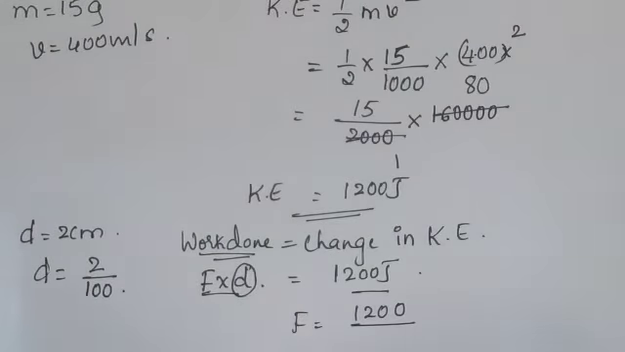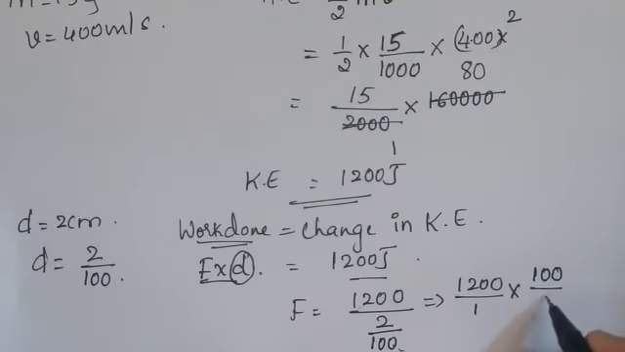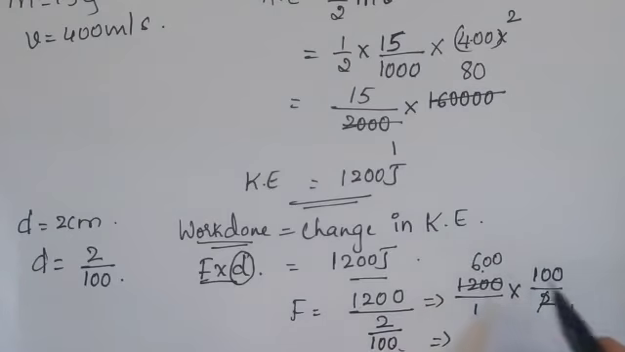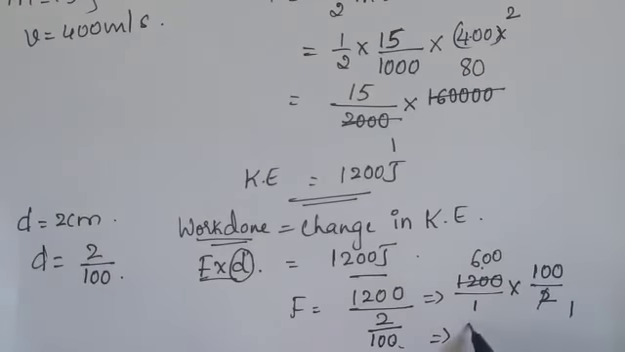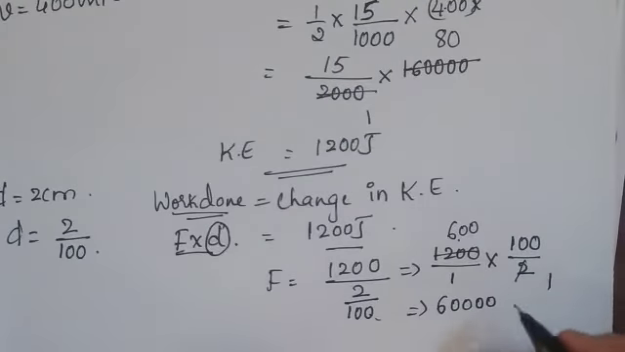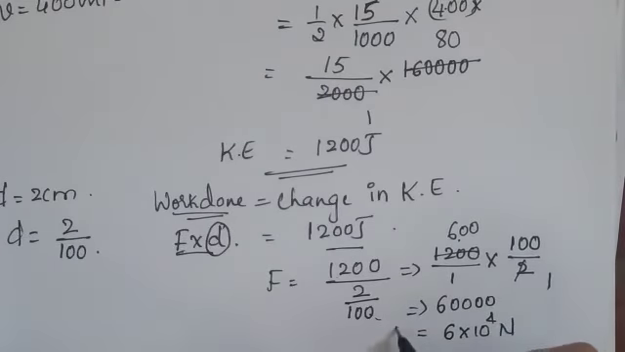1200 divided by, nothing is there, I can write 1 here. When this goes to the upward position, it will be cross multiplied. So 100 divided by 2. 100 divided by 2 means I can simplify: 2 sixes are 12, so 600. So 600 into 100, I am going to get 60,000. Instead of writing 60,000, I can write this as 6 into 10 to the power 4 Newton. So force is equal to 4 zeros are there; instead of writing 4 zeros, I can write 6 into 10 to the power 4 Newton.